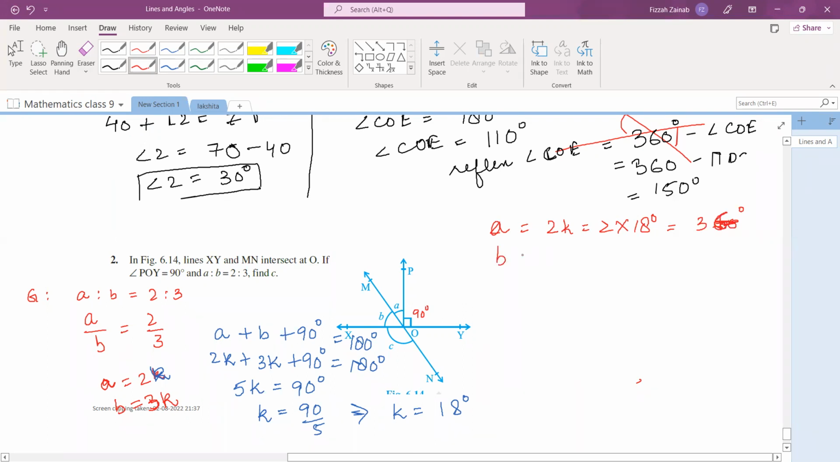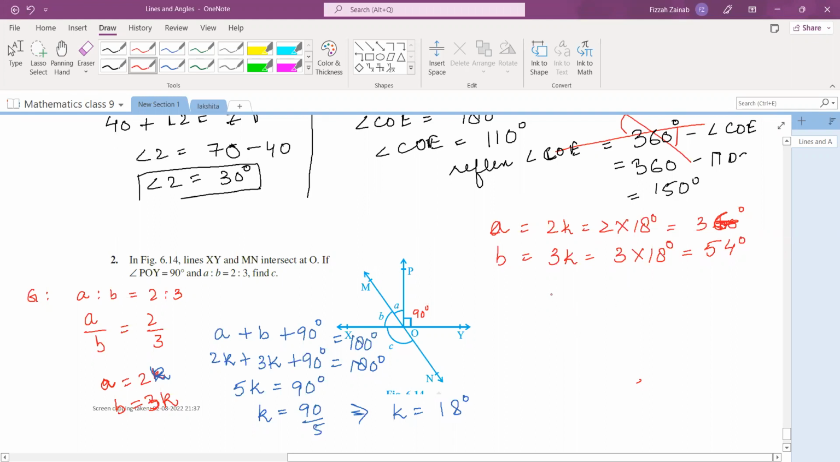Similarly, B is 3k. That means 3 into 18 degree. That becomes 54 degree, right? So I've got A and B. Now I want C.